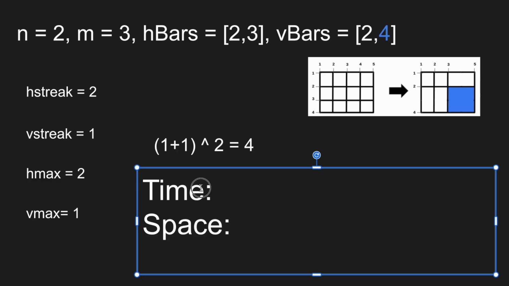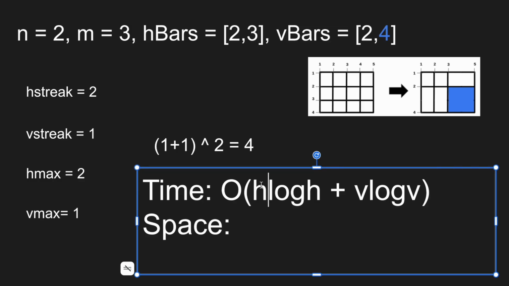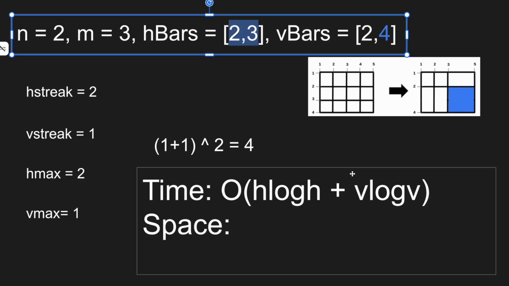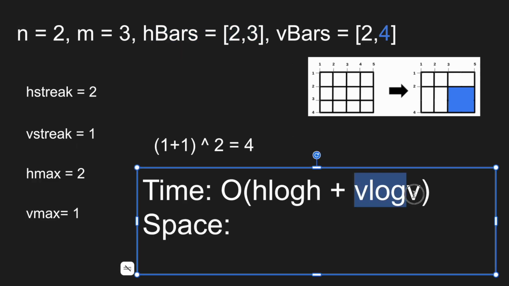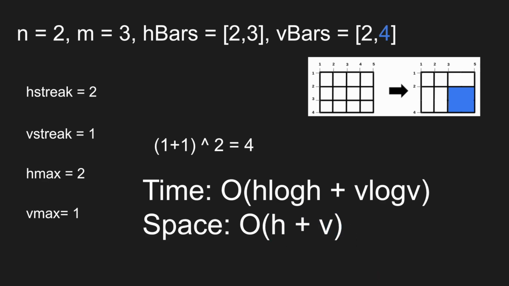The time complexity would be O of h log h plus v log v, where h represents the number of elements in hBars and v is the number in vBars, because it will take h log h time to sort this array and v log v time to sort this array. The space complexity will depend on which sorting algorithm you use, but I will be using the built-in sort method in Python, and that space complexity will be h plus v. Now let's get to the coding part.